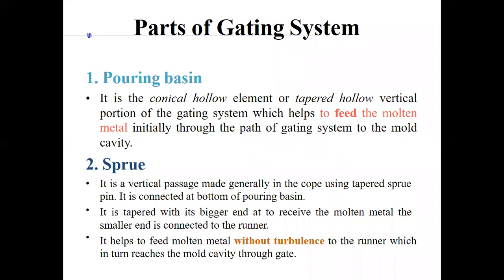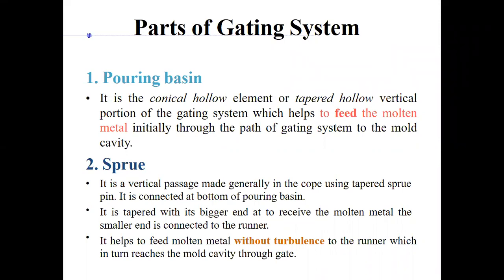What are the parts of the gating system? The first one being the pouring basin. We have discussed this in sand mold casting, but let us have them again. It is a conical hollow element, or tapered hollow vertical portion, of the gating system, which helps to feed the molten metal. That is the objective of the pouring basin: it helps to feed the molten metal initially through the path of the gating system to the mold cavity.